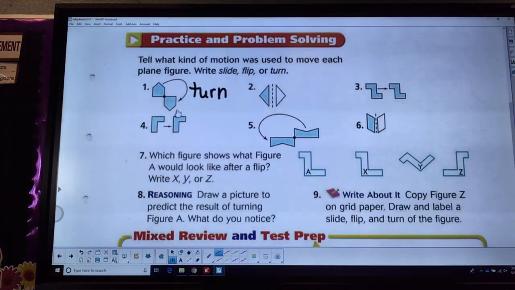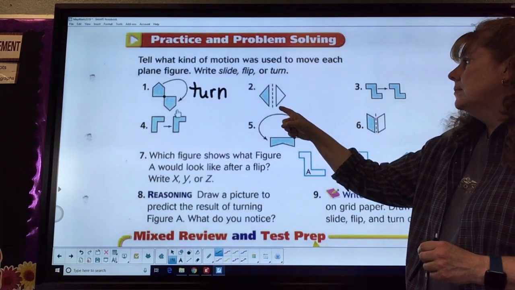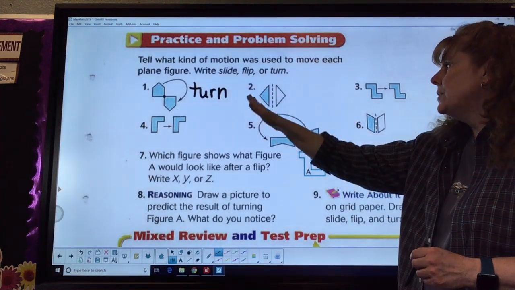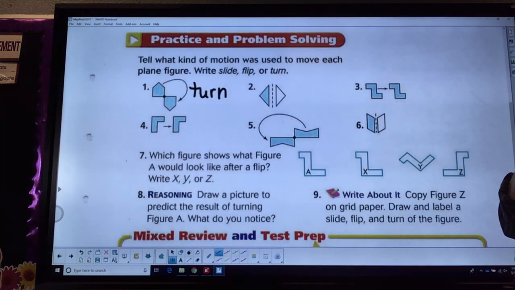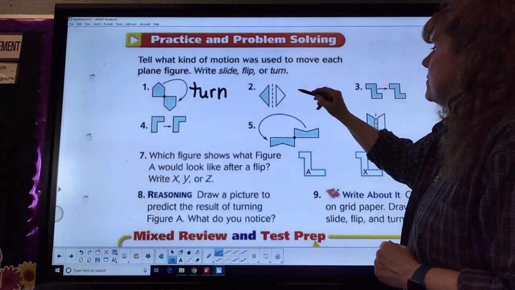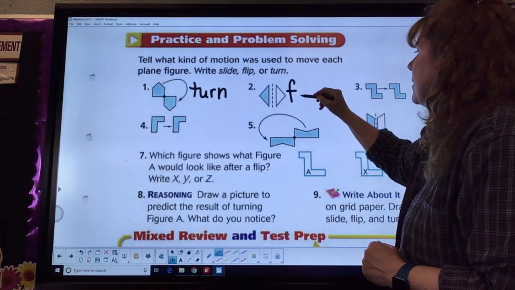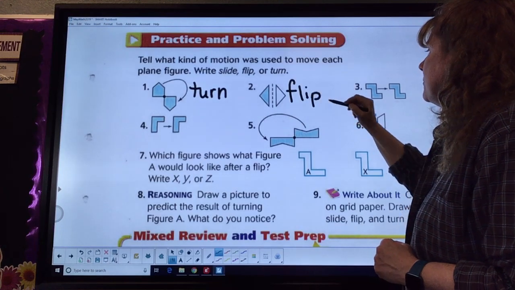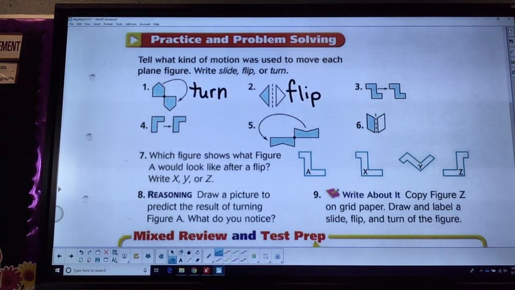If we look at number 2, we see this dotted line and we can see that we have flipped it over. Okay. And when we flip something over, we also call it a reflection. So this is a flip or a reflection. Okay, and then we can look at number 3. We're taking that Z-like shape and we're just scooching it, okay? Or I'm sliding it, and the other name for a slide is a translation.